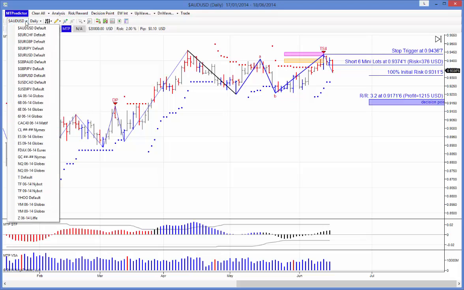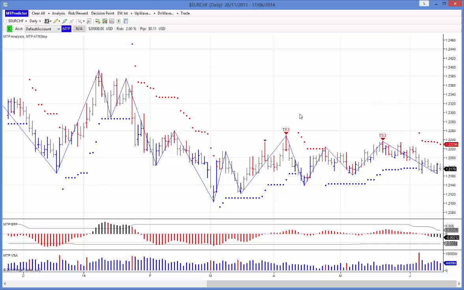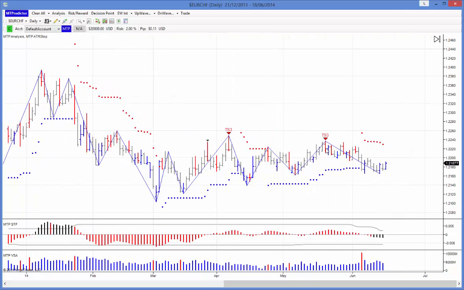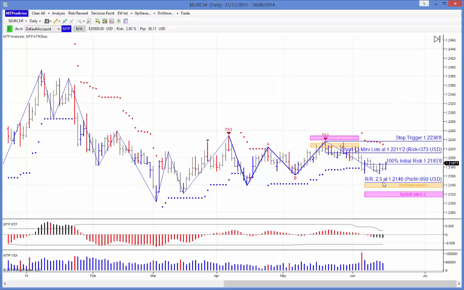So let's just skip through here. Let's have a look at all of these. Let's have a look at the Euro CHF, and you can see here we had a TS3 sell come in last week, and that seems to be progressing down nicely as well.